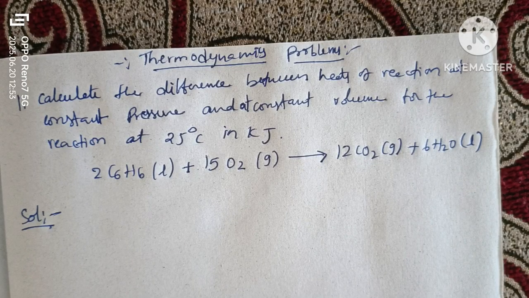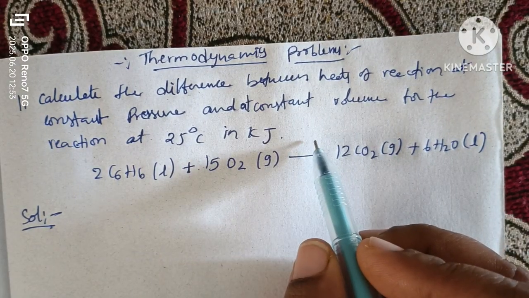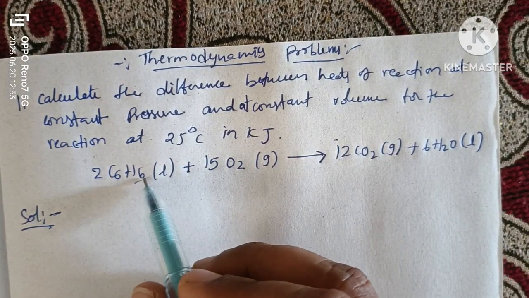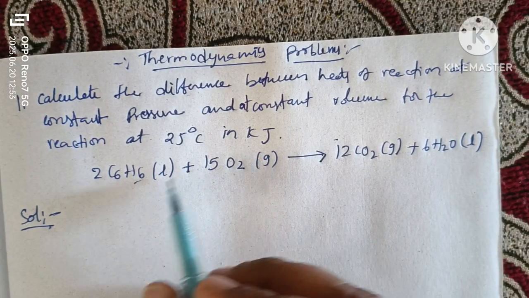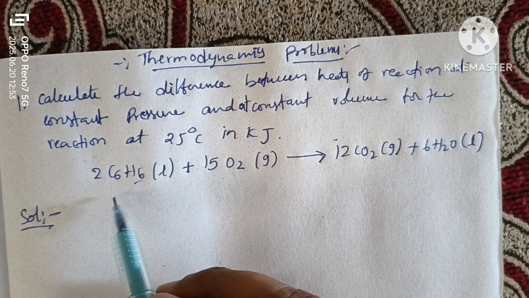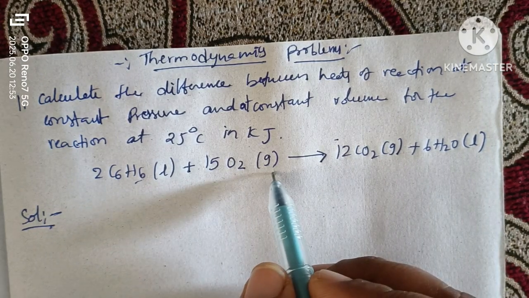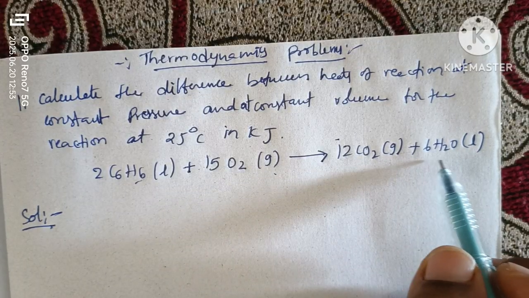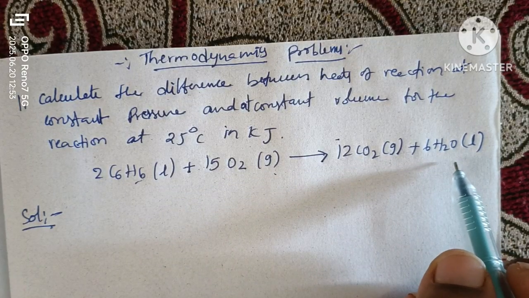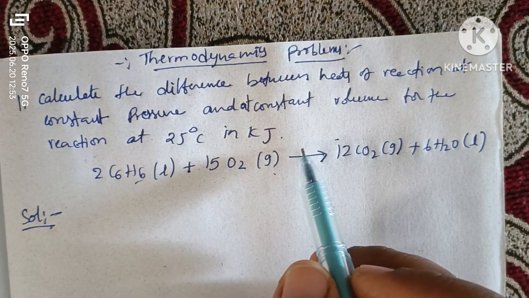Calculate the difference between heats of reaction at constant pressure and at constant volume for the reaction at 25 degrees centigrade in kilojoules. So this is the equation given: 2C6H6 liquid state plus 15 O2 gaseous state gives rise to 12 CO2 gaseous state plus 6 H2O liquid state. So this is the sum. We have to calculate the difference between the heats of reaction.